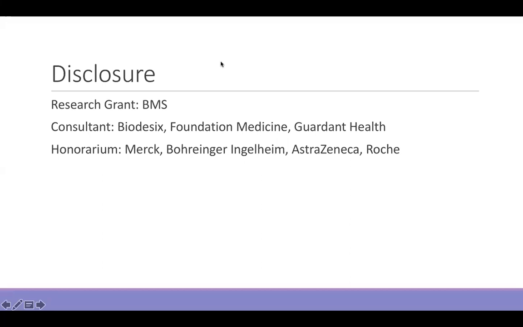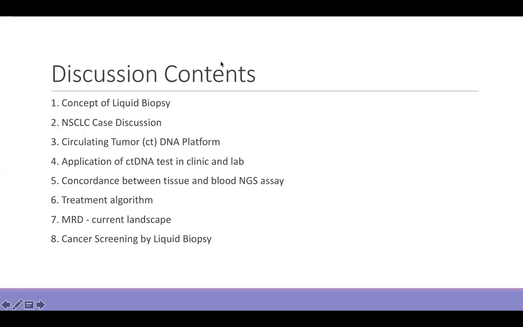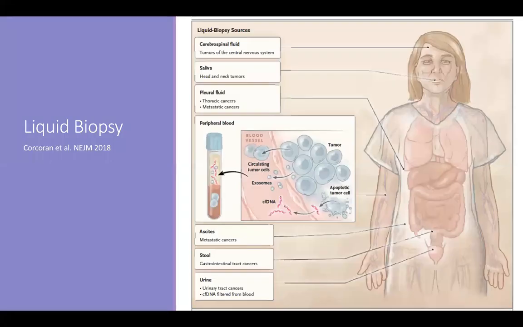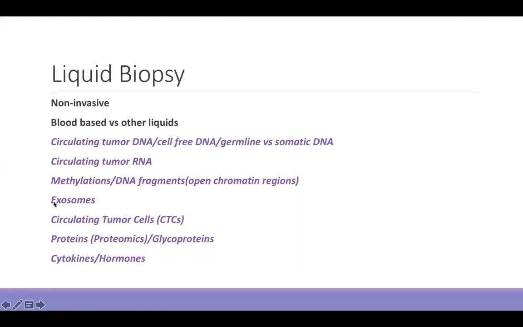These are my disclosures. We're going to talk about the concept of liquid biopsy and how it's going to be used in different indications. So the liquid biopsy is literally any liquid. It could be CSF, saliva, pleural fluid, ascites, stool, or urine, but mainly we'll be talking about peripheral blood. Obviously you don't do the tissue biopsy, so it's non-invasive.